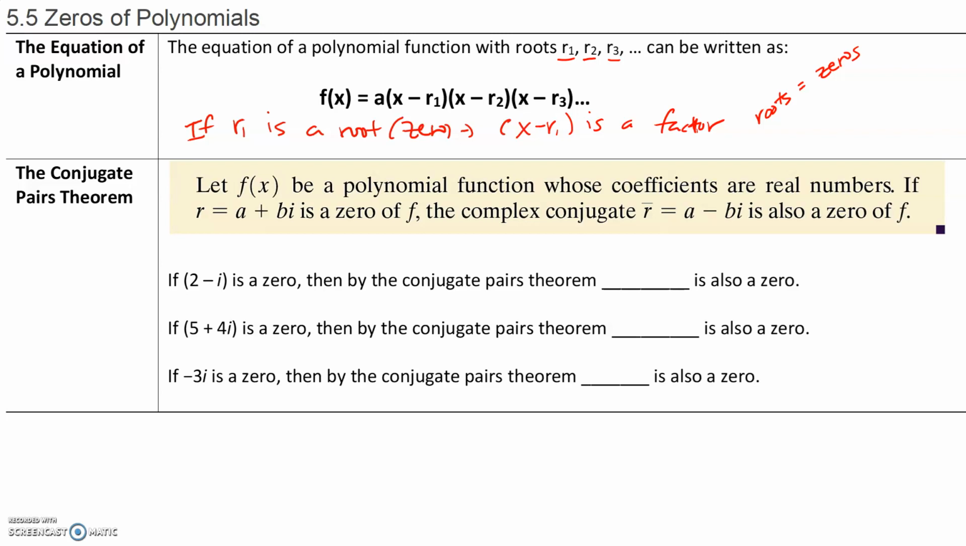Now, let f of x be a polynomial whose coefficients are real numbers. Then, if the complex number a plus bi is a 0 of f, then the complex conjugate a minus bi is a 0 of f as well. So what this means is that complex numbers or complex zeros come in conjugate pairs.